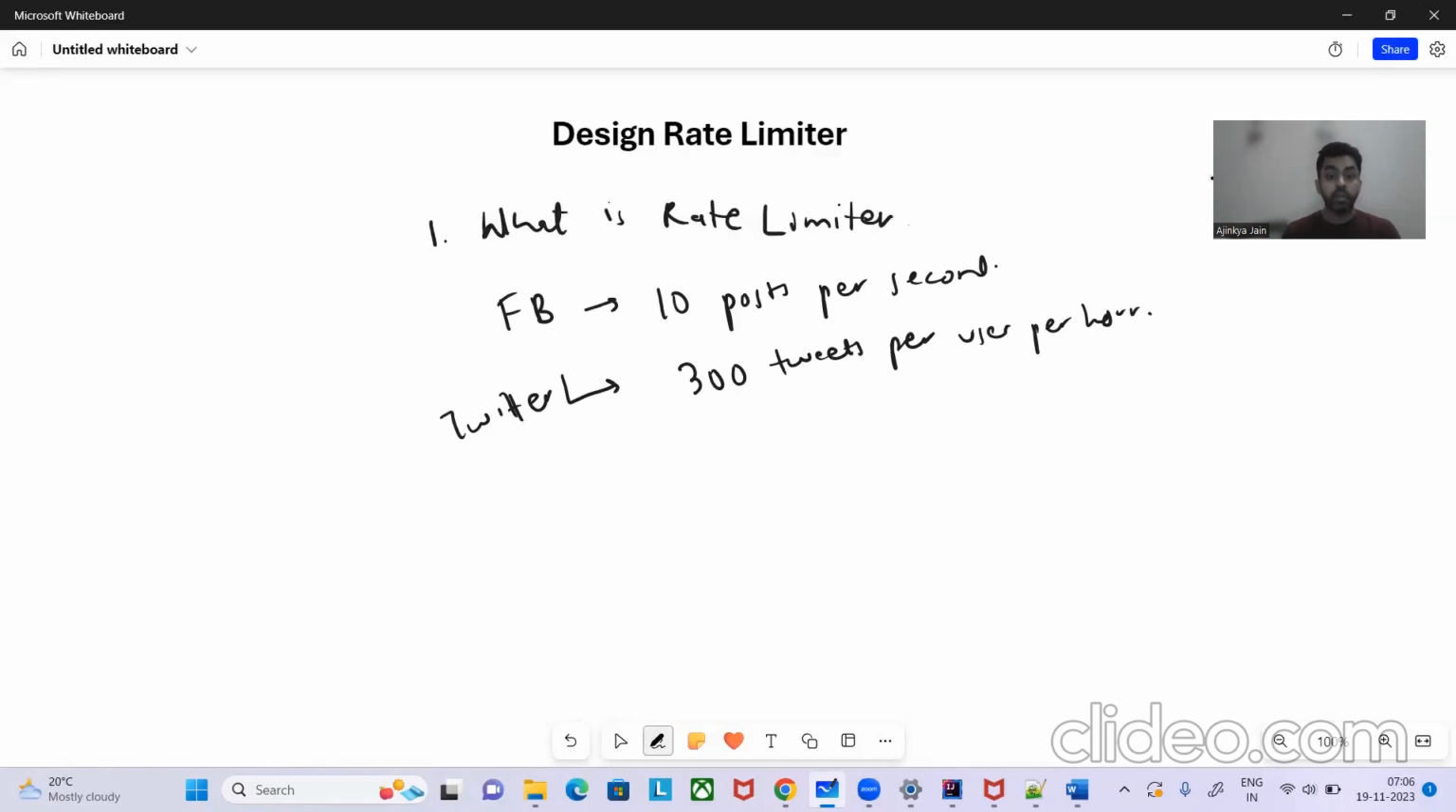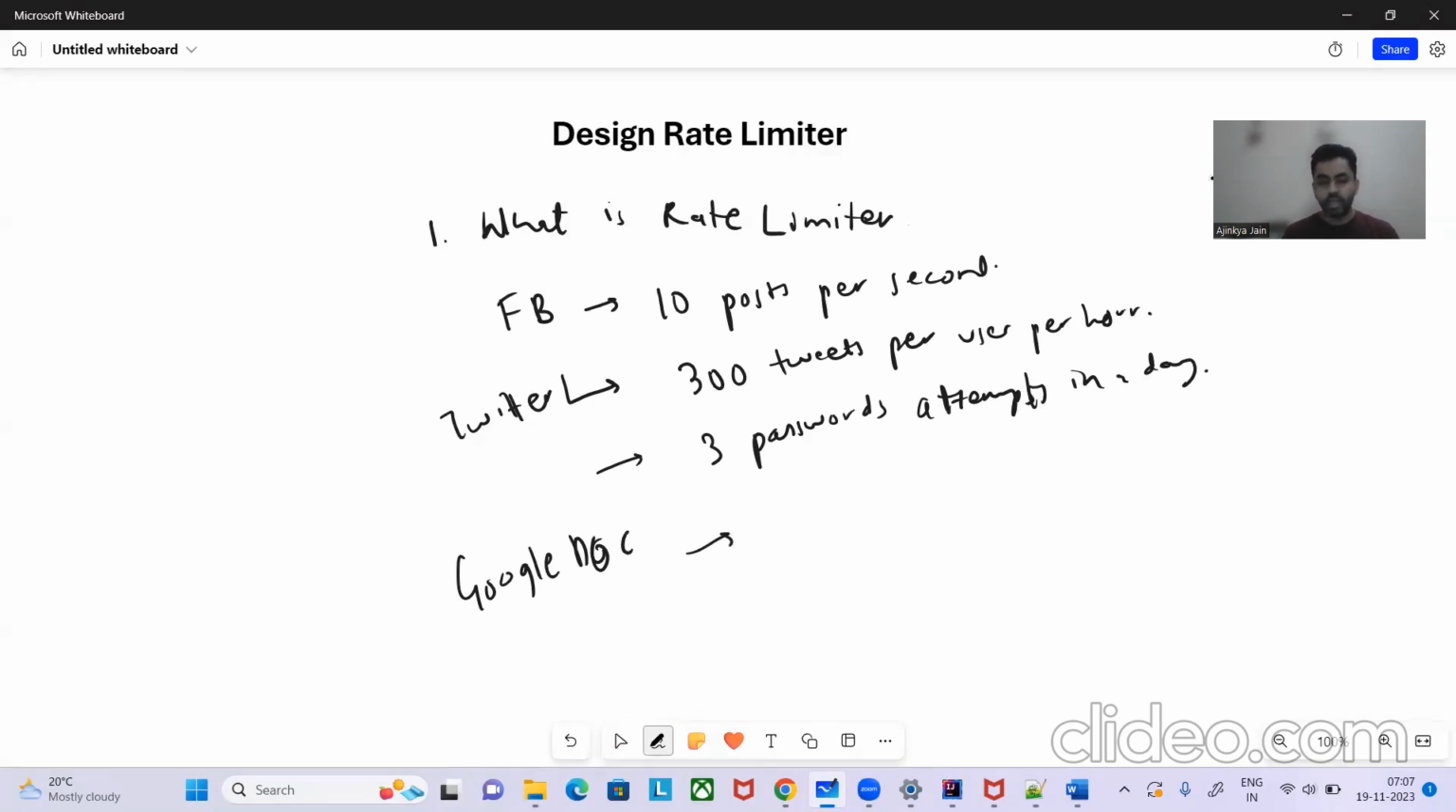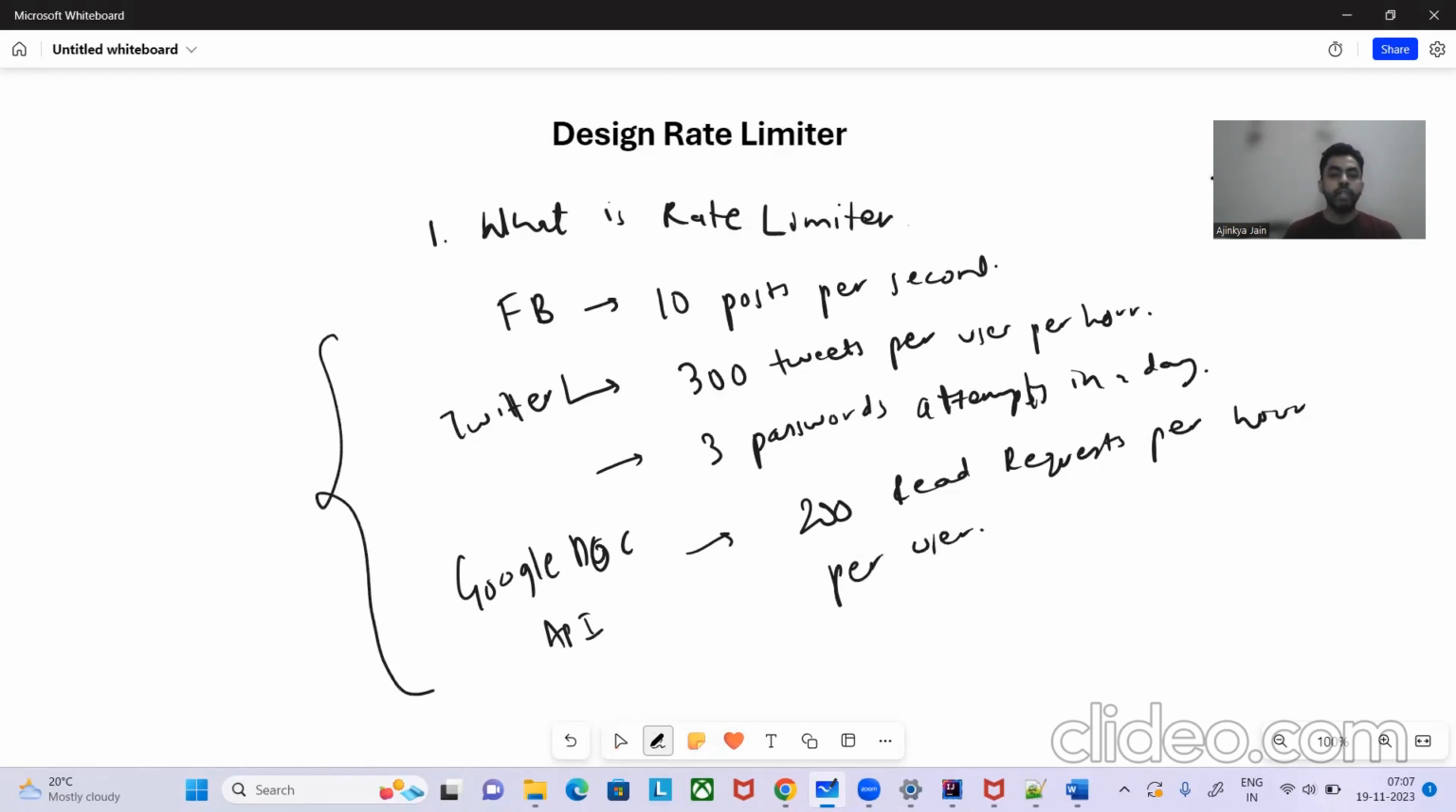Or generally, banking systems allow 3 password attempts in a day. What else can we have? Google Doc APIs also have a rate limit. They generally allow, let's say, 200 read requests per hour per user. Just an example again. So this is nothing but controlling the incoming traffic into the system.